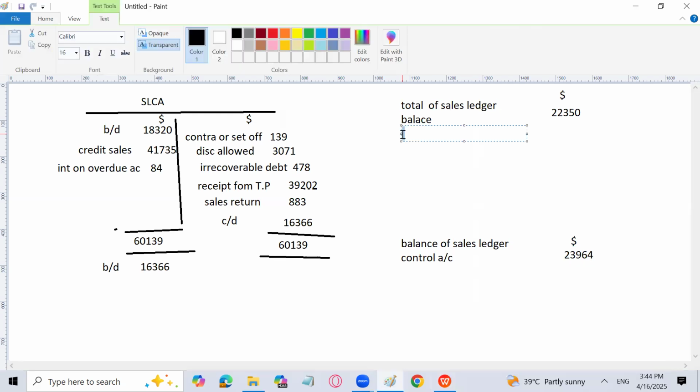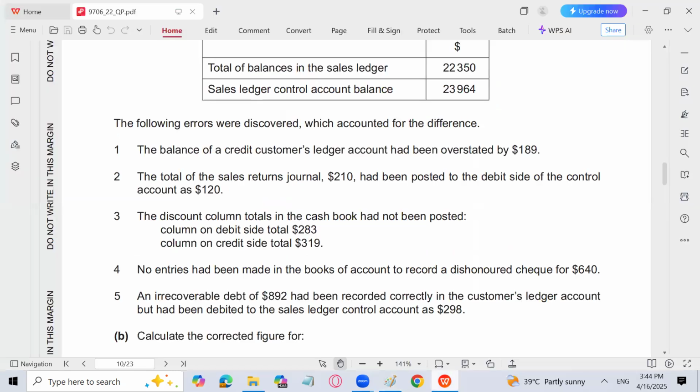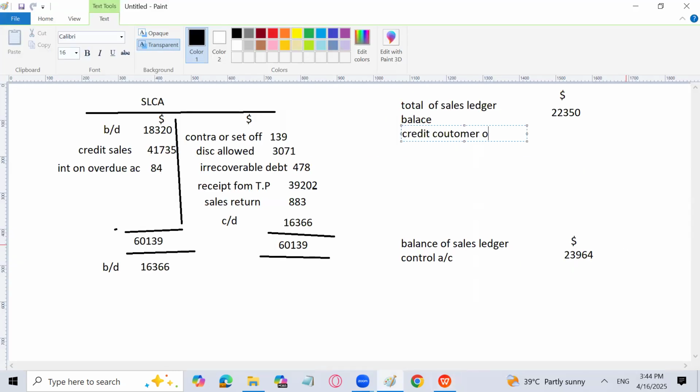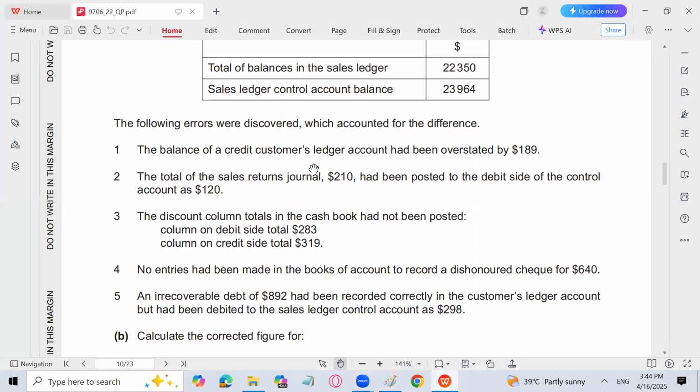So I will write here credit customer overstated. So I will subtract this amount. It will be less by 189. Why? Because we have debited that customer more, it's a trade receivable, by 189. So we need to give it a credit.